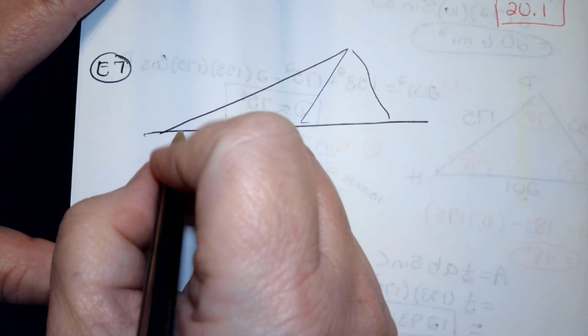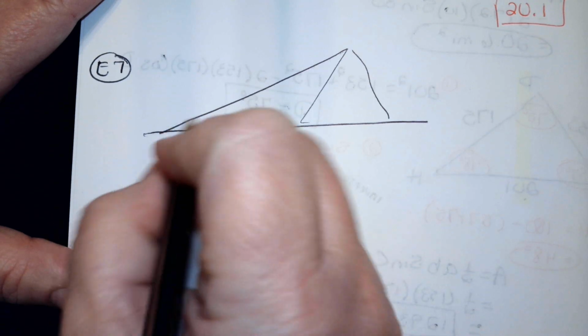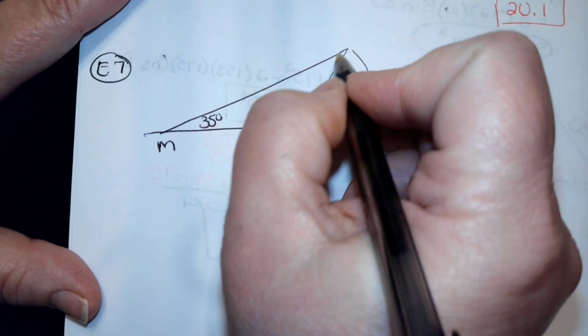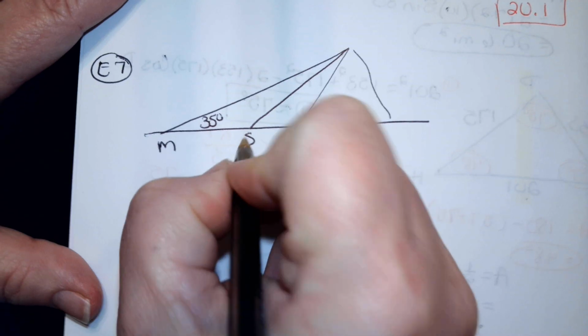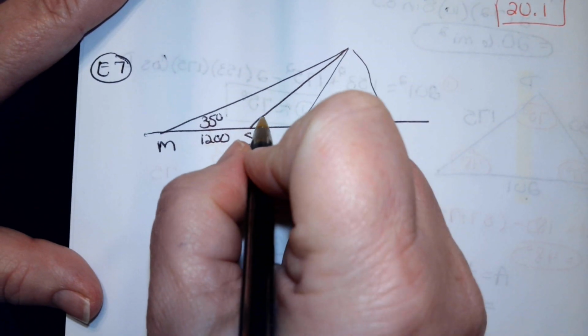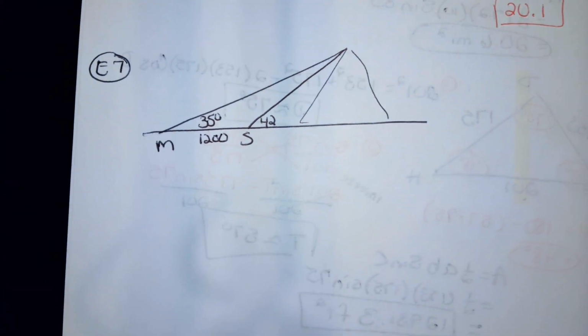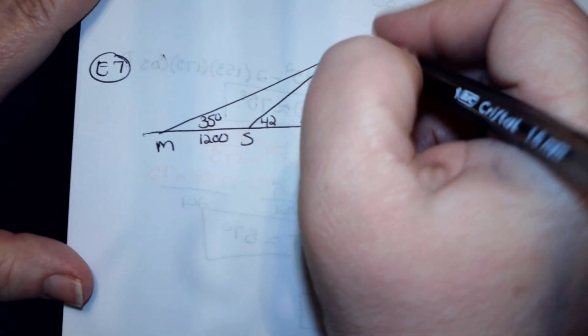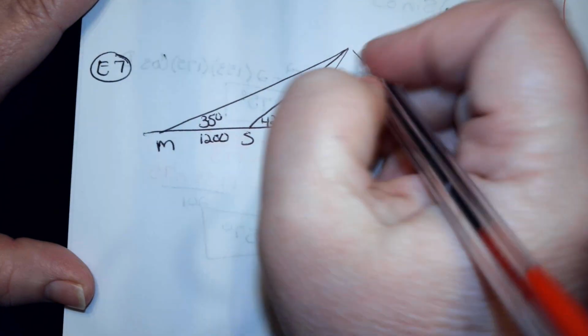Alright, so let's see, who's first? Matt. Alright, Matt's angle of elevation to the top of the mountain is 35 degrees. And then we got Susie, who is 1,200 feet closer. Her angle of elevation is 42 degrees. Okay. And they want to know how high is the mountain. So we've got to find the vertical height.